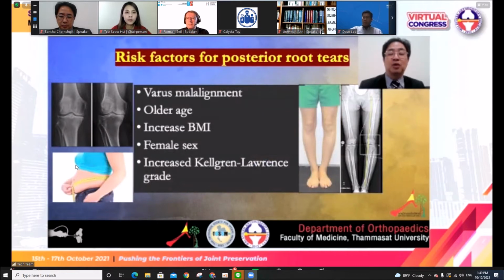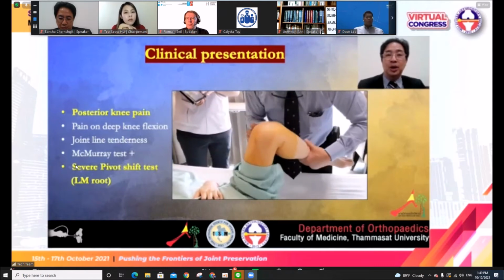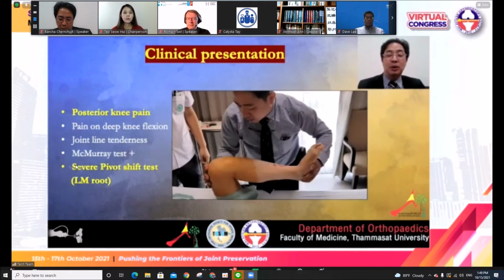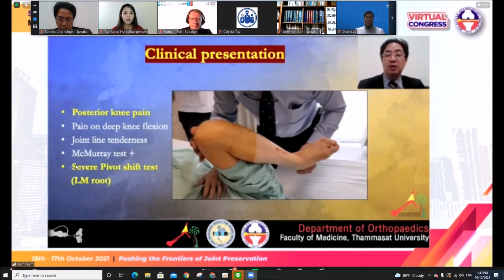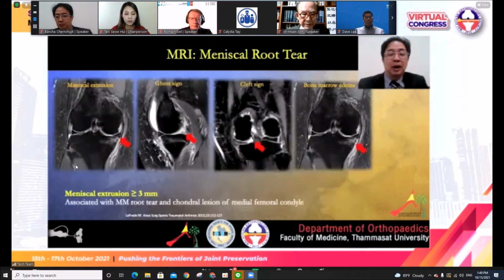These are the risk factors for posterior meniscus root tear: varus malalignment, increased BMI, and female with high KL grading. Clinical presentation: the patient always complains of posterior knee pain, especially when walking or deep bending. Examination reveals joint line tenderness, positive McMurray test, and a severe positive pivot shift test in lateral meniscus root tear. MRI characteristics of meniscus root tear include meniscus extrusion from the edge of the tibial plateau, positive goat sign in sagittal view, positive cleft sign in coronal view, and bone marrow edema of the tibial plateau.